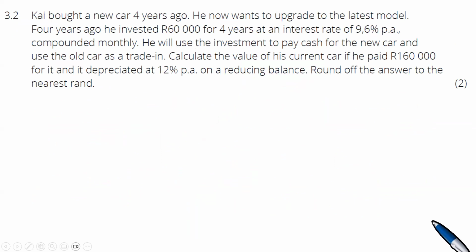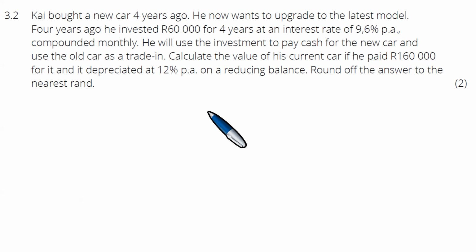Okay, this one is about Kai. Kai bought a new car 4 years ago. He now wants to upgrade to the latest model. 4 years ago, he invested 60,000 for 4 years at an interest rate of 9.6% per annum compounded monthly. He will use the investment to pay cash for the new car and use the old car as a trade-in. Calculate the value of his current car if he paid 160,000 for it and it depreciated at 12% per annum on a reducing balance. Round off the answer to the nearest rand.